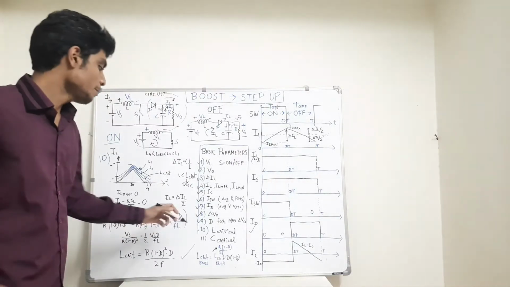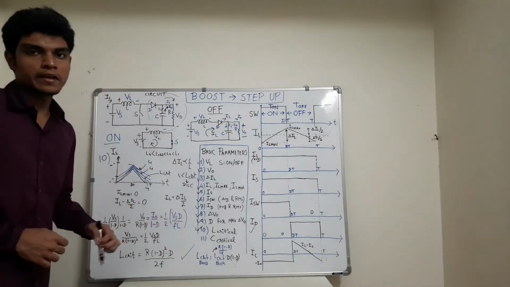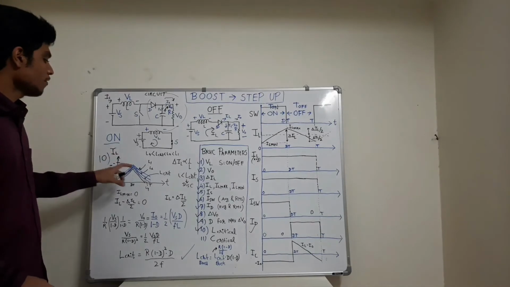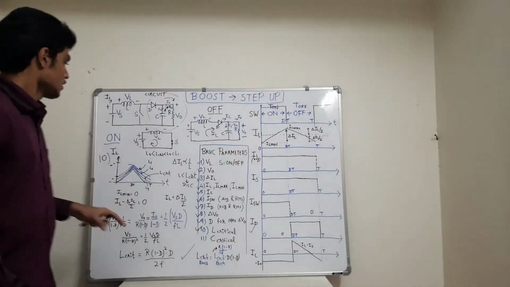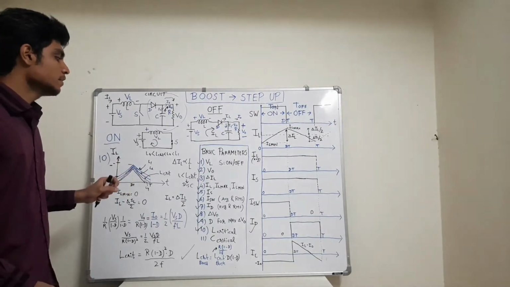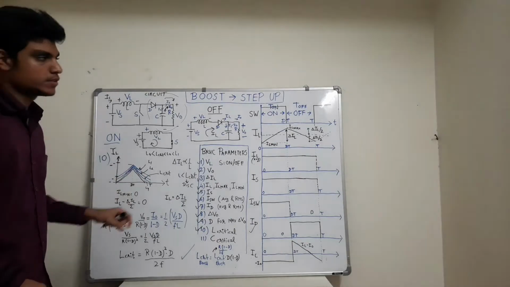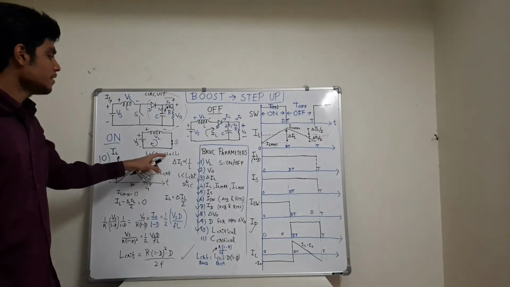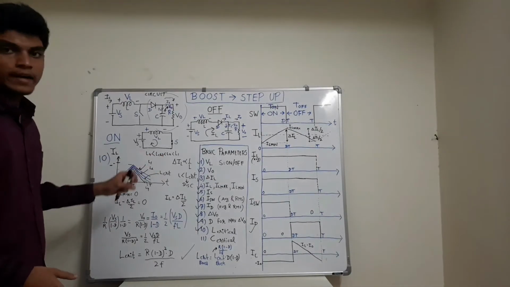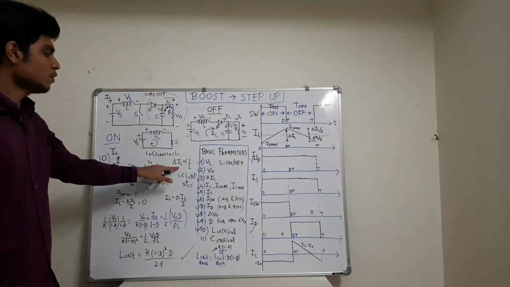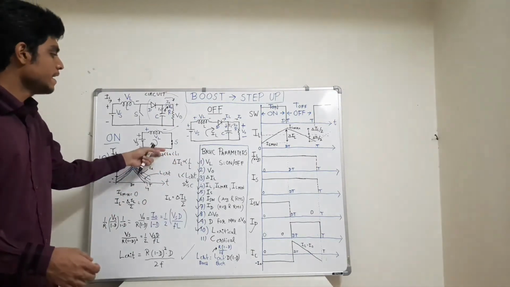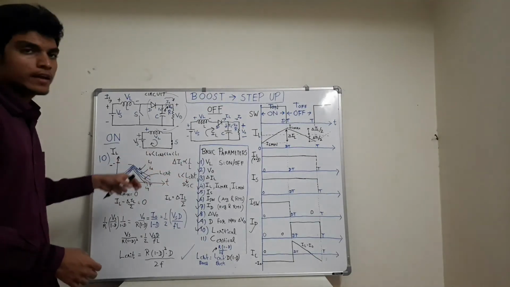Let's start with the 10th parameter, that is L critical. So let's see what is critical inductance. This is the graph of inductor current versus time. First of all, for the normal value of inductance L1, this is the graph of I_L versus T. But suppose I decrease the value of inductance to L2. Let's see what the effect is. We know that delta I_L, ripple in inductor current, is inversely proportional to L. So by decreasing the inductance, ripple should increase.